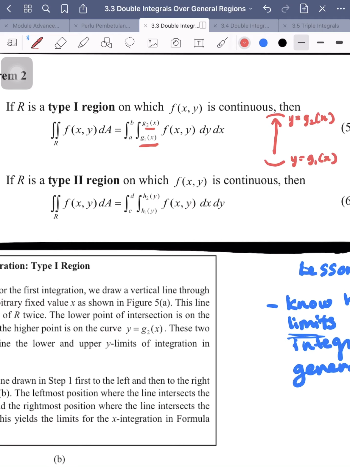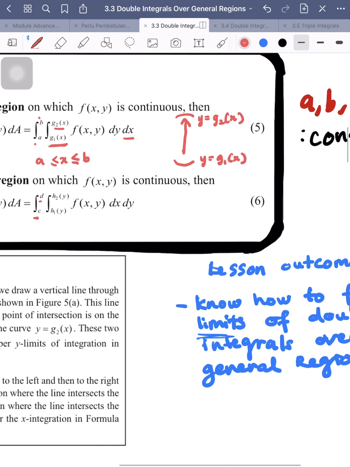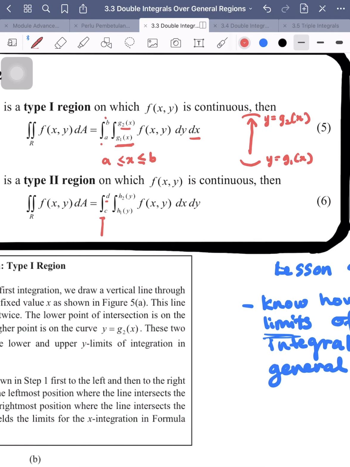Okay, and x is between a and b. A, b, and c, d here are constants. So the outer limit is always a constant only. Okay, next.